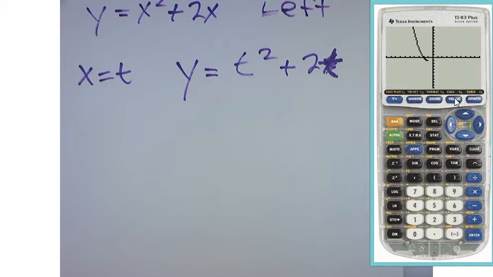Now, if I hit trace and then I plug in -1 for t, guess what my x and y values will be? So now what do I need to set for my parameters of t? How do I write that? t is less than or equal to -1.